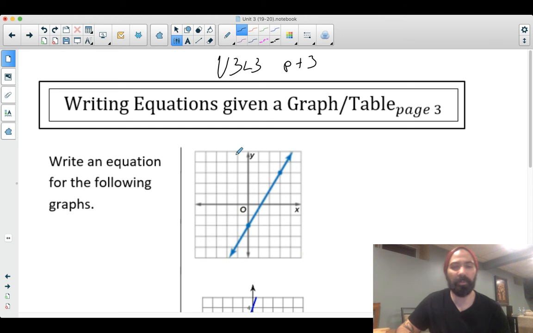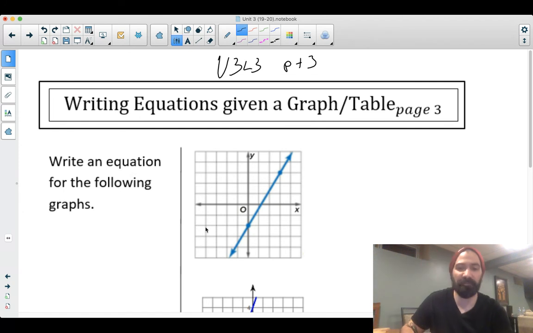All right, welcome back. Last video of our Unit 3, Lesson 3, writing equations given both a graph and a table. We're going to take some graphs, we're going to take some tables, and we're going to figure out what their equation is in y equals mx plus b.